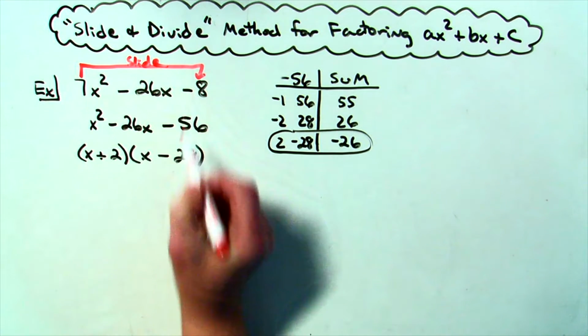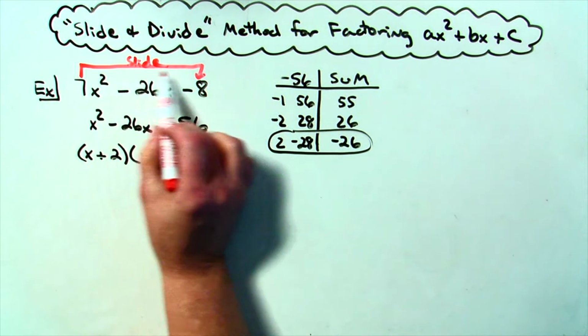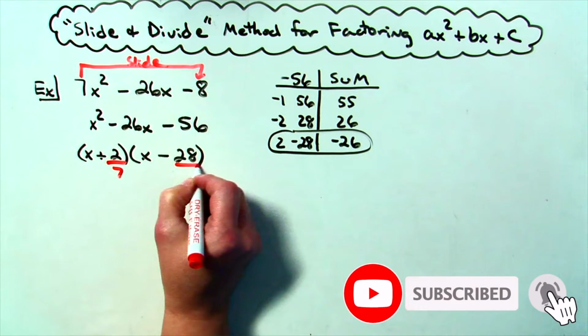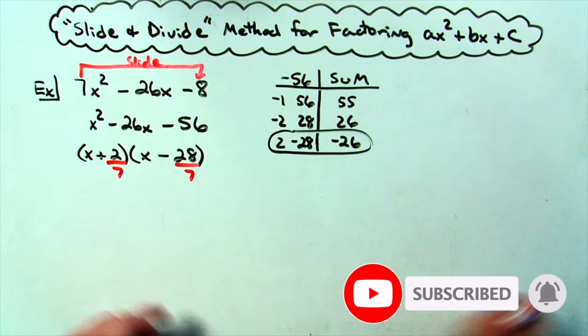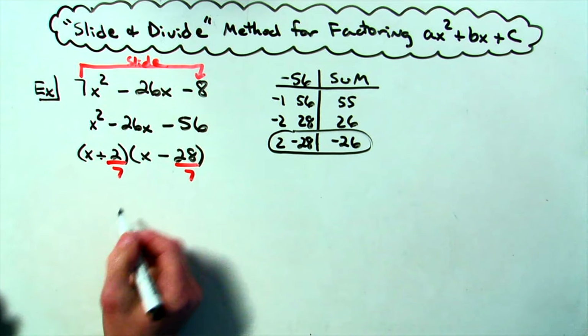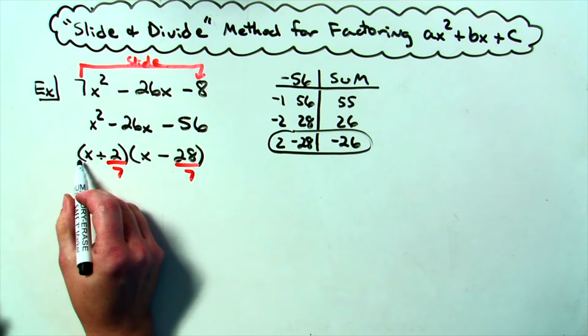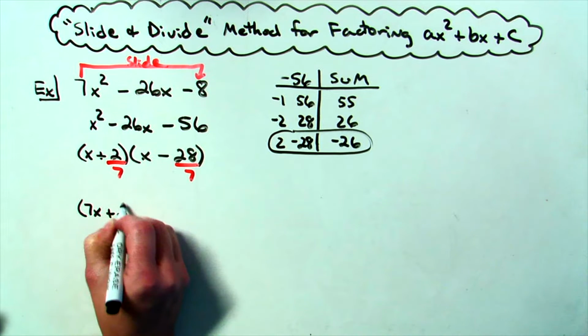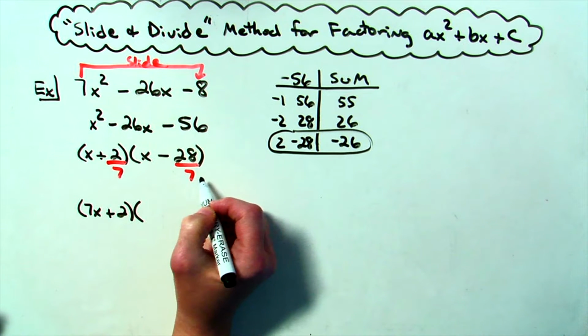Now I have to do the divide part. Since I slid that 7 over, at the end I have to divide by 7 and divide by 7. Now on this one right here, it does not divide out evenly. I can't take 2 divided by 7. So what I'm going to do is just pull that 7 out in front and make this binomial a 7x plus 2. On this one though, 28 does divide by 7.